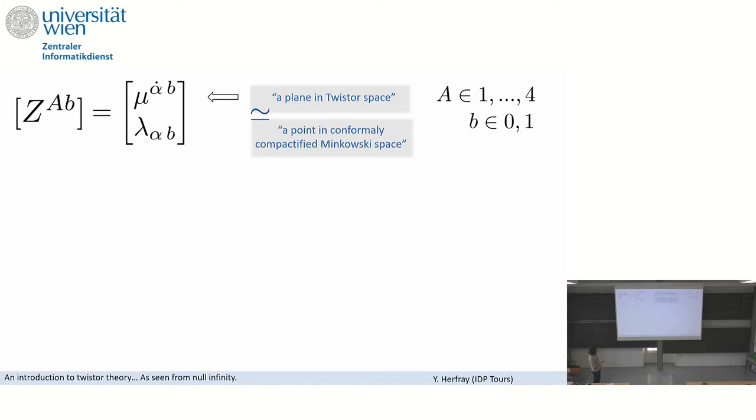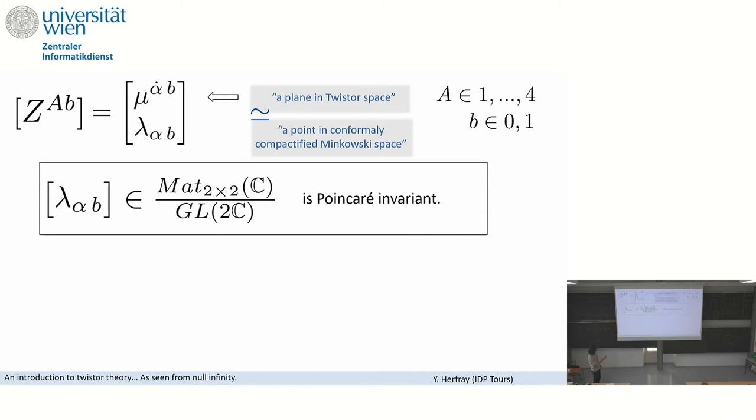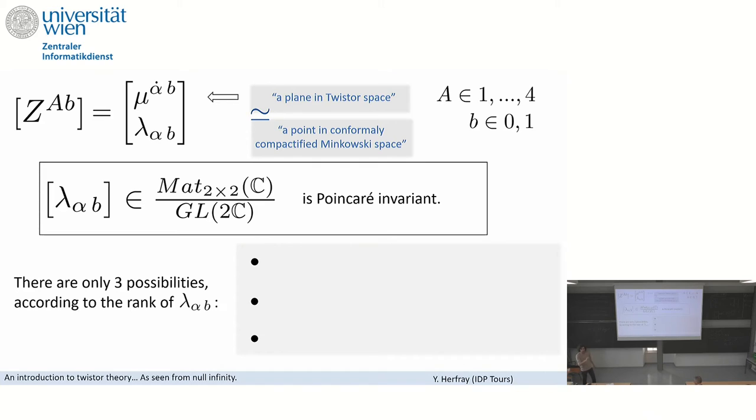Okay, good. So now, how do we see that it's a point in conformally compactified Minkowski space? The remark is the following: this second coordinate is Poincaré invariant, because just SL2C is acting on it, so you can project. Now, this object, lambda alpha B, has 0-1 indices, so it's a 2x2 matrix, but we are modding out by GL2C, which is acting on the right-hand side. So there are very few invariants in this number. What is the only invariant? Actually, the only invariant which this quotient encodes is the rank of lambda. So there are only three possibilities.